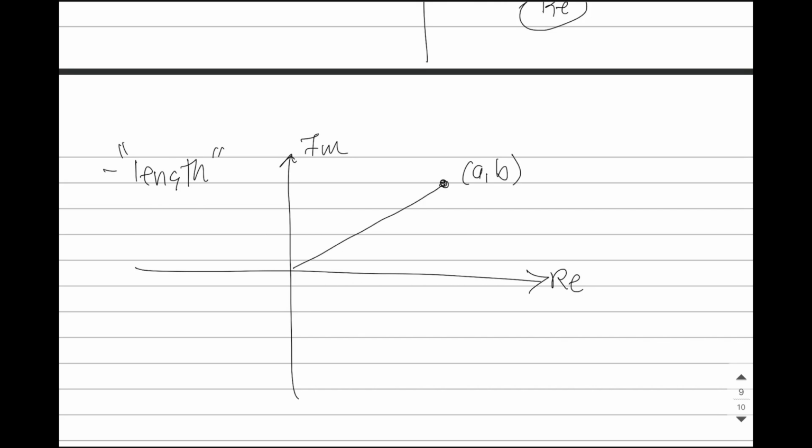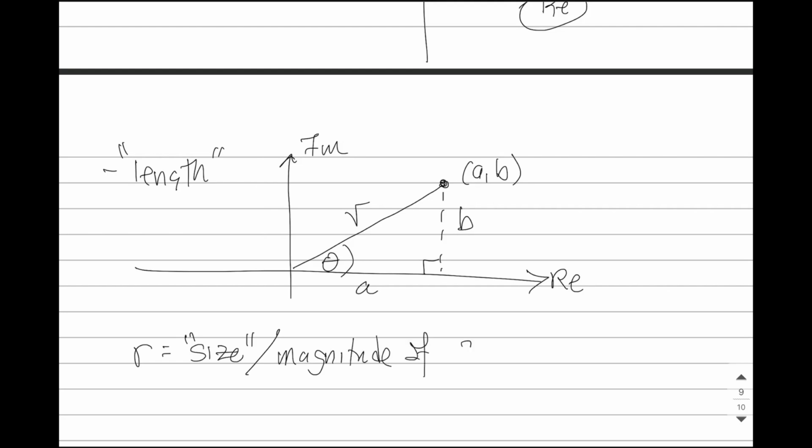You can imagine drawing a line from the origin to your point, and we'll put this value as an r. We'll put an angle here, and then we can form a right triangle. We know that one side is a, the second side is b. r is the length here, but we're going to call this the size or the magnitude of the complex number. And just by the Pythagorean theorem, it's going to be a squared plus b squared, all square rooted.